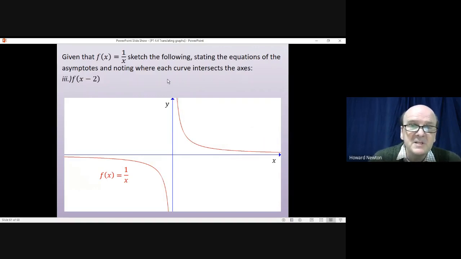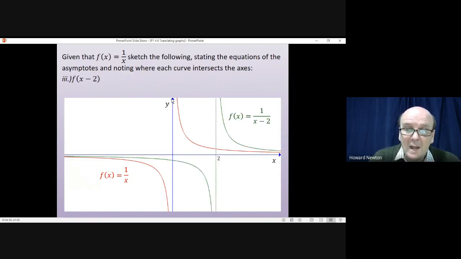Part 3 asks us to sketch f of x minus 2. Here we're adjusting the x values, and we've taken away 2 from the x values. The opposite thing happens to the curve. So the curve actually moves to the right by 2 units. So it'll be the same as 1 over x, but it'll move right by 2. So the y-axis asymptote has moved right and become the line x equals 2. That is an asymptote. The x-axis is still an asymptote. That one hasn't changed at all.